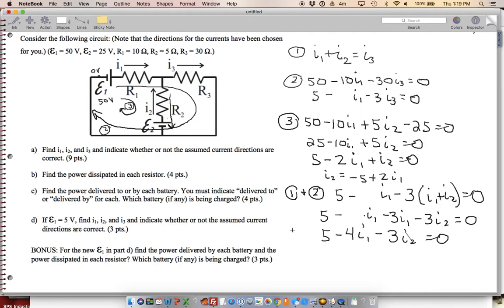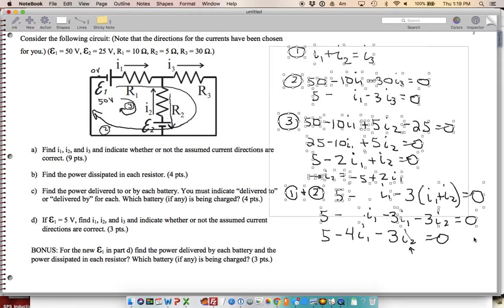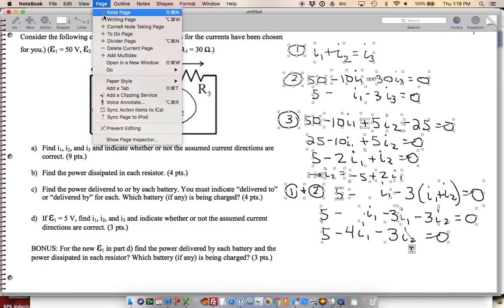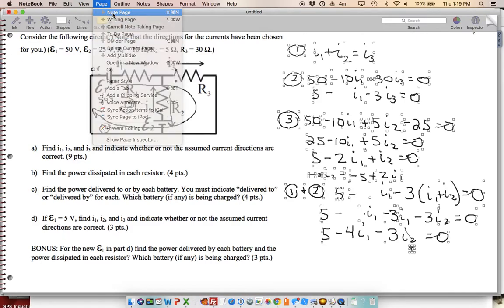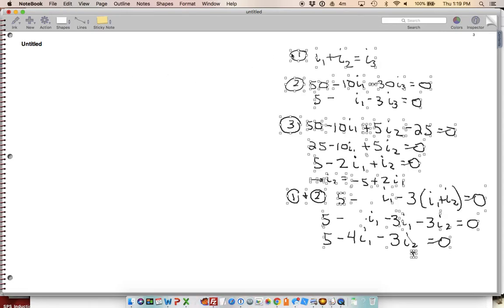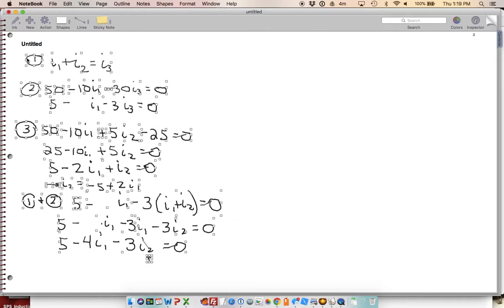And then what I want to do is use this equation, this new one that I created right here, and plug that into the I2 here. So I'm going to just turn the page, and let's see if I can copy this over. I think I can. Oops. Go back and add a page. Okay, so I'm just going to bring this over here, and then we'll be able to keep going.